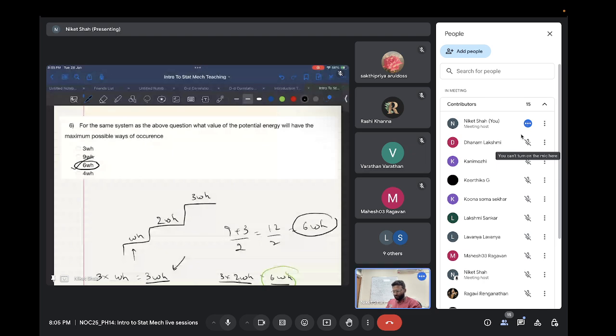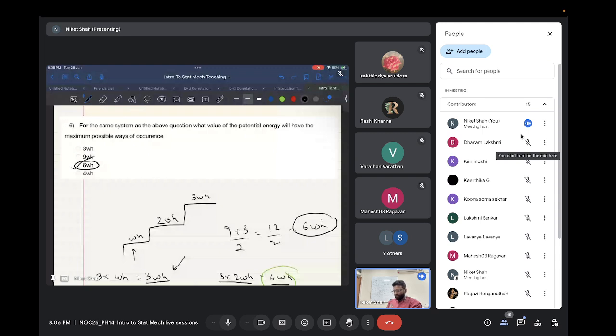Okay. So how much difference does that make? Here in this case, I can have 1 WH everywhere, and this will be 3 factorial possible ways. Is it? Yes. This will be multiplied by 3 factorial. What about this one? 3 into 2 WH. So this is just one.